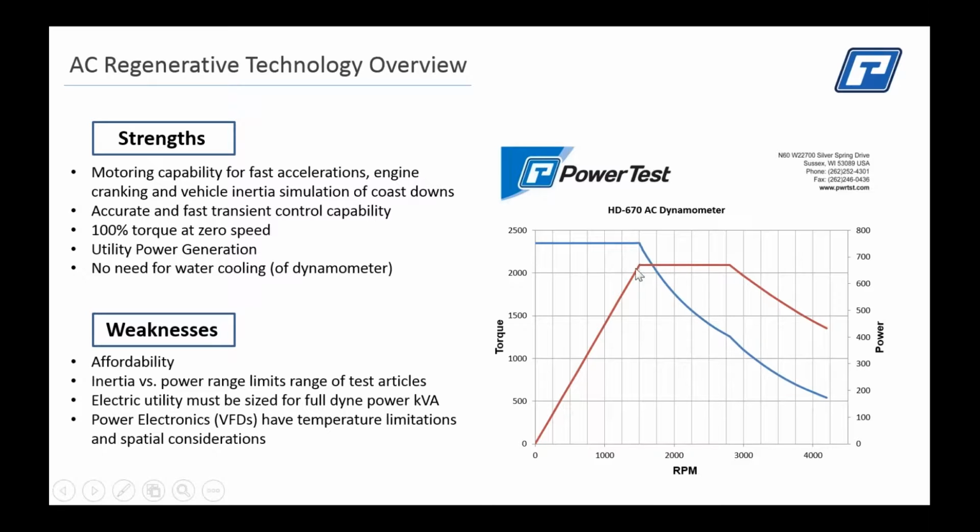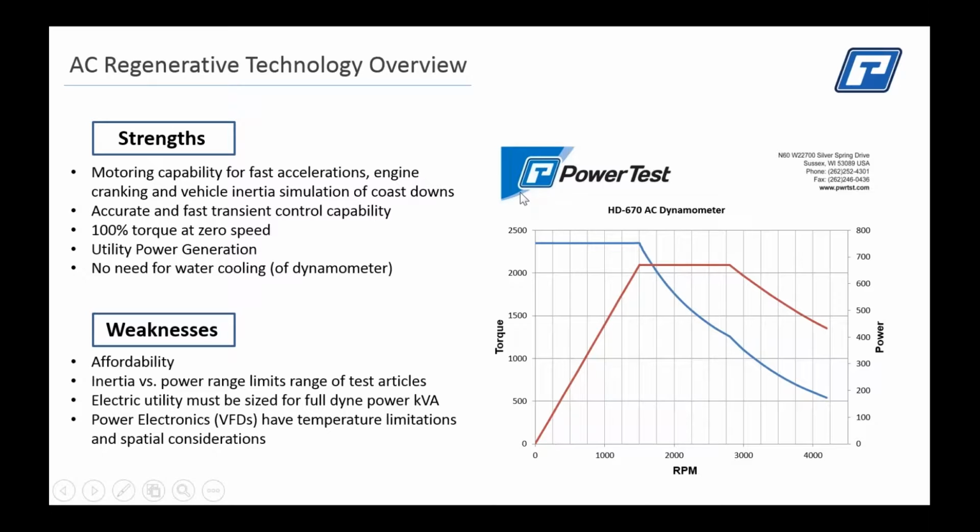The power is stabilized at its peak power, and then the peak power is available out to a decreasing power range. That is a typical torque curve of an AC dynamometer. It allows us to get full torque at 0 speed up to base speed, and then it's sized for the appropriate power that the unit under test needs to be run at.